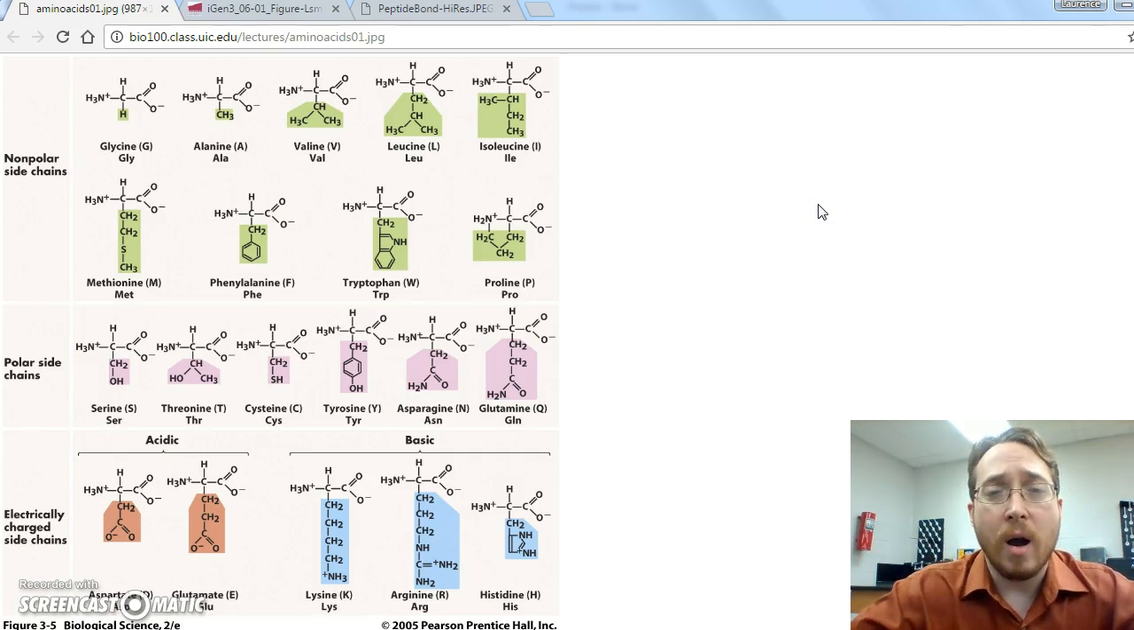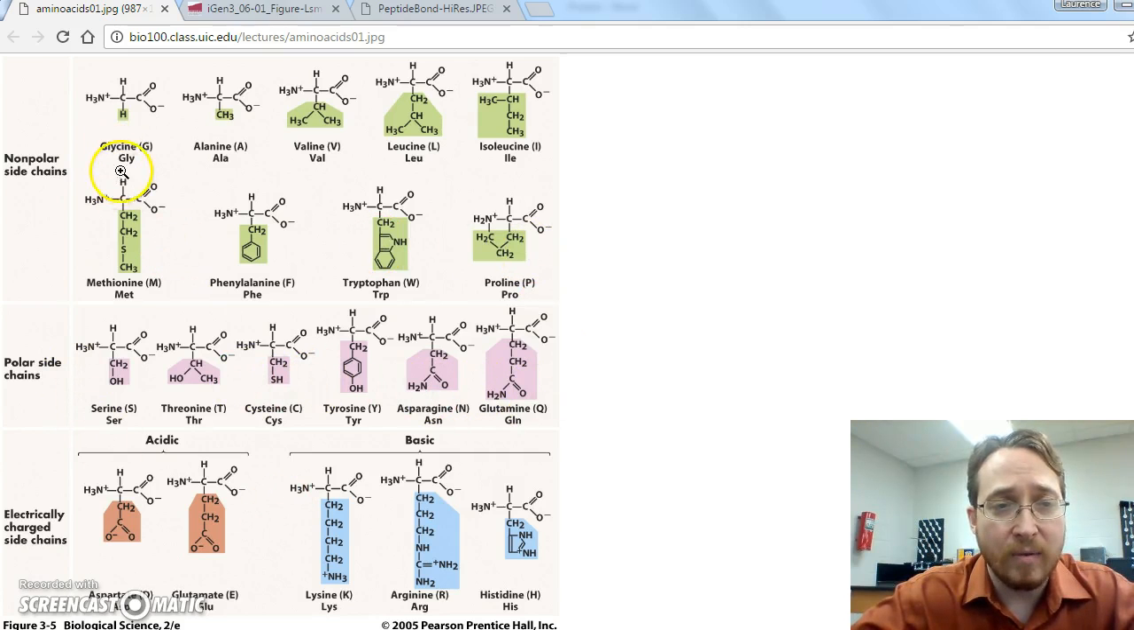There are parts of the amino acid that are the same for all amino acids, but then there are parts that vary, and these different parts define the amino acid. You can see that they all have names: glycine, phenylalanine, tyrosine, arginine. And so these names are based off of this variable portion of the amino acid, which is called an R group.